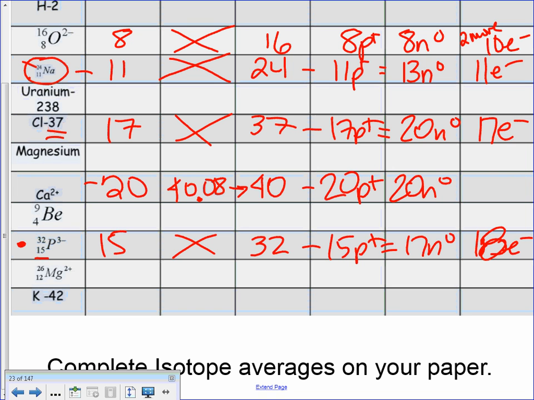Do we have more or less electrons? Less. We've got 2 less, right? So how many electrons do I have? 18. All right, you guys are rocking this.